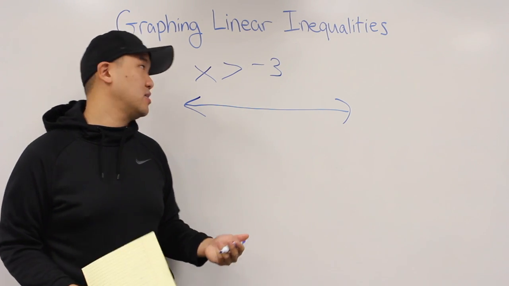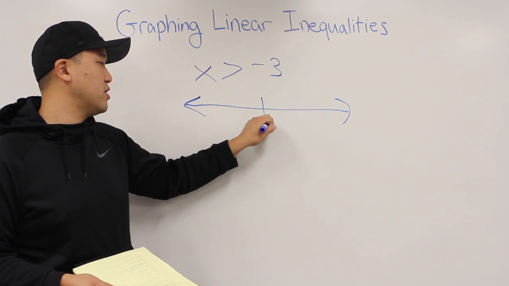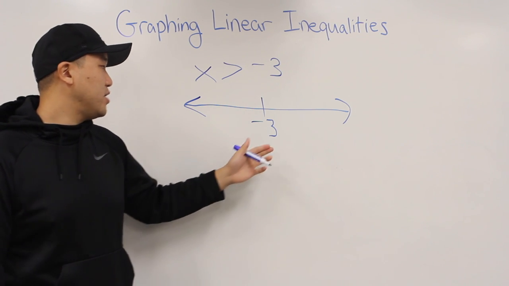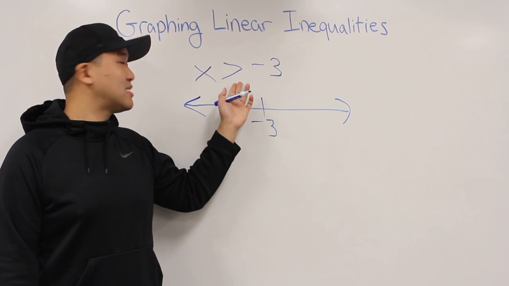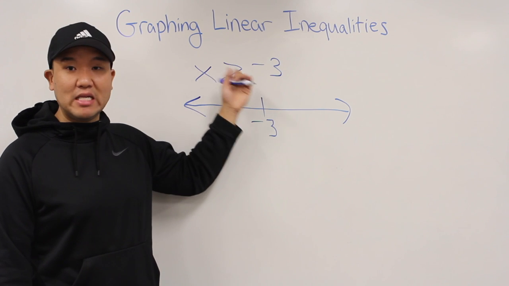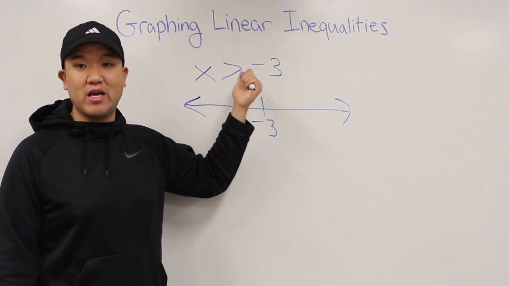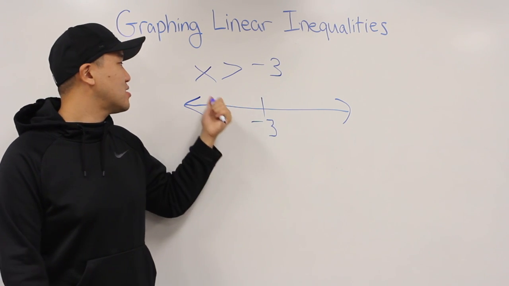Alright, let's take a look. So where is -3? We'll just put -3 in the middle. I like to do that. I don't like to start at 0 and then work my way left and right. But I know -3 is here. What does this sign mean? The alligator sign is eating the bigger number, so it's eating the x. So that means x is greater than -3. Is x greater than -3?